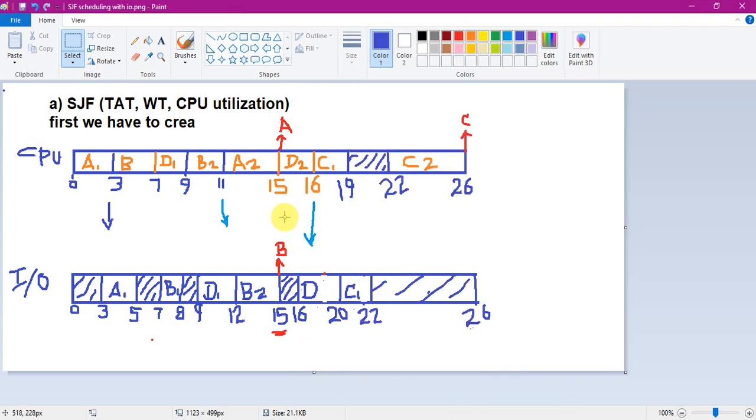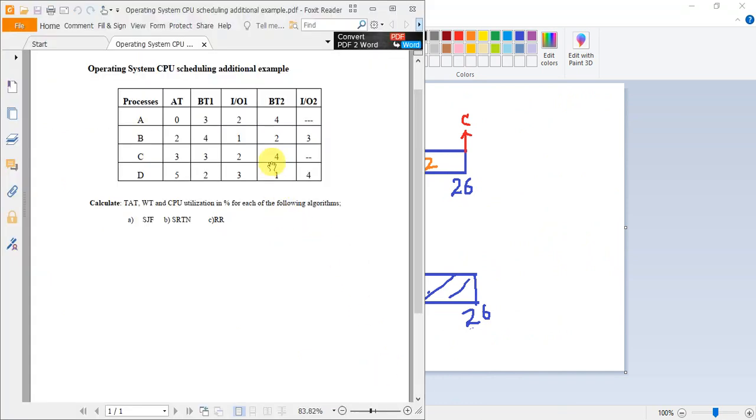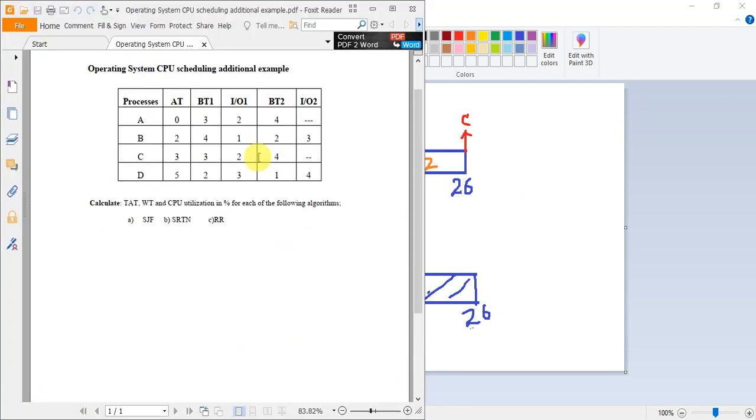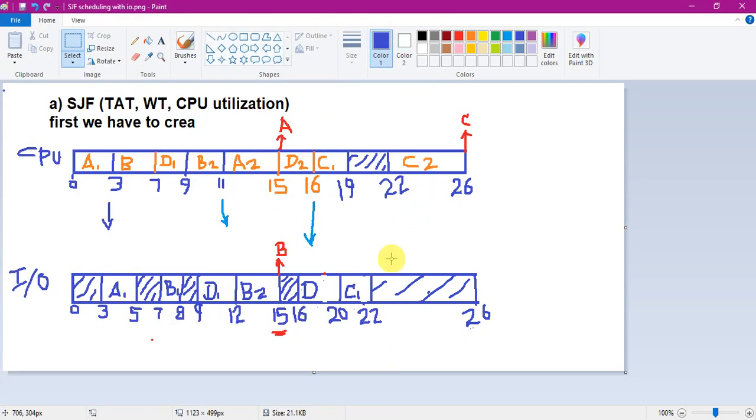D takes its place after the completion of A at 15, then completes 1 unit. Yes, 1 unit only. At 16, after completion of 1 unit, does it leave the system or not? It cannot leave the system, since it has 4 units of IO there. So we enter into the IO after 16, starting from 16.